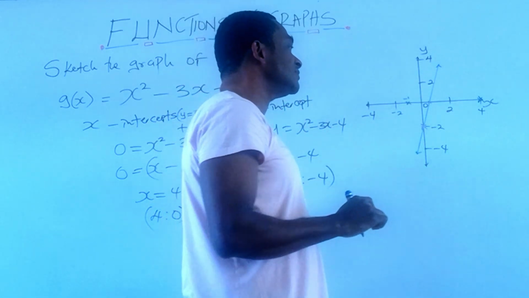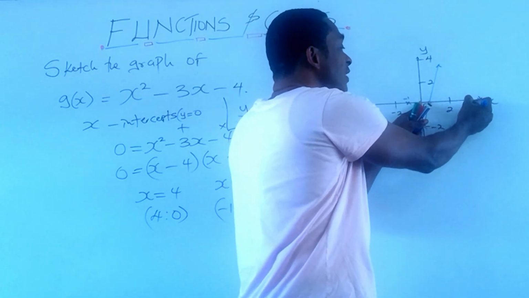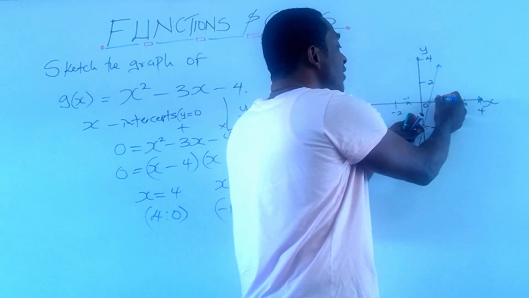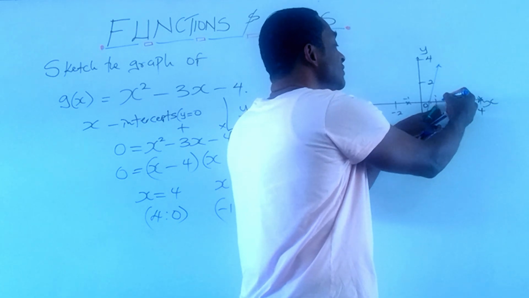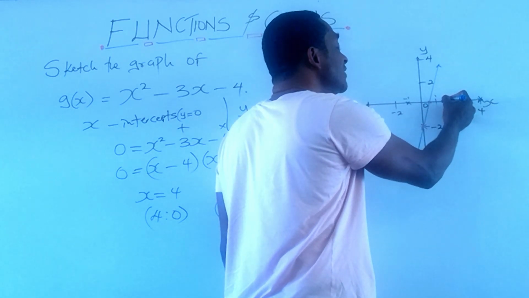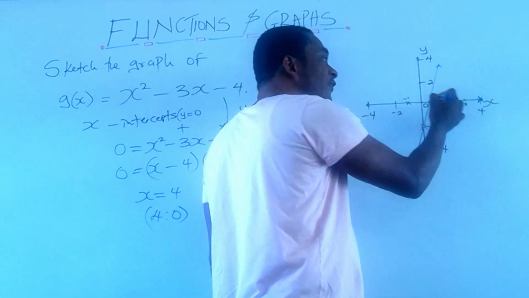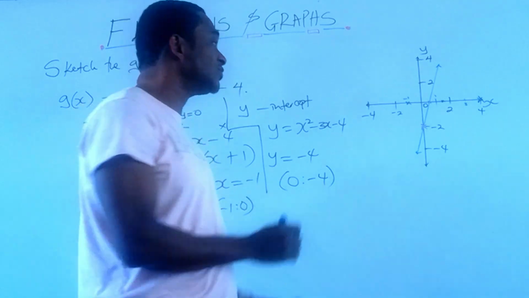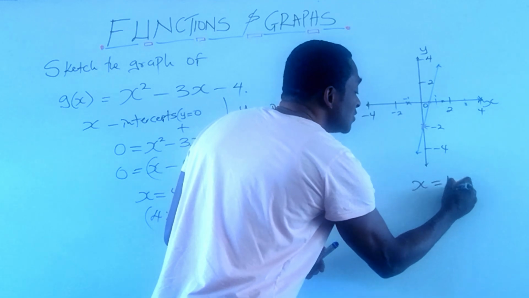Now start counting. From negative 1 to 0 is 1 point, 4 to 3 is 1 point, 0 to 1 is 1 point, 3 to 2 is 1 point. So if you count equal distances, the middle of this is the x value of the turning point. So we can see here, the x value of the turning point, x equals 1.5.